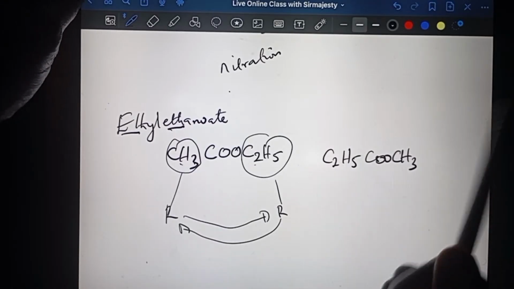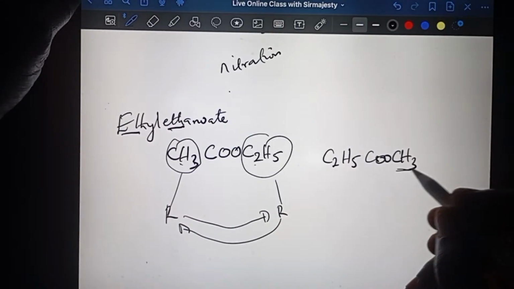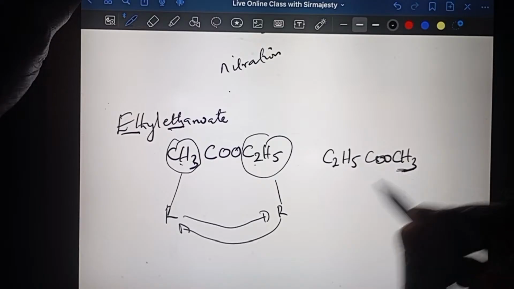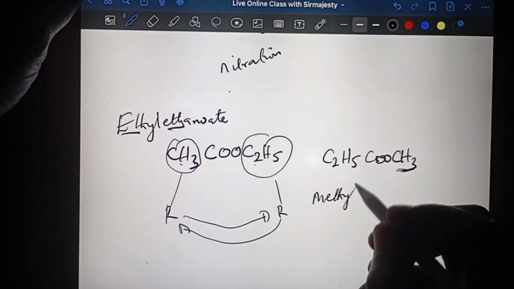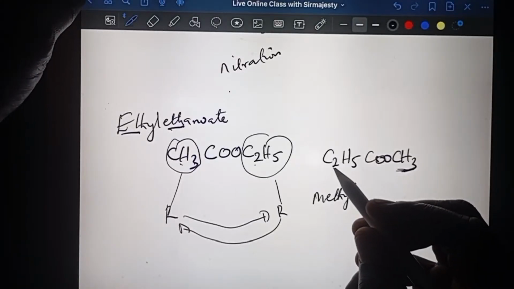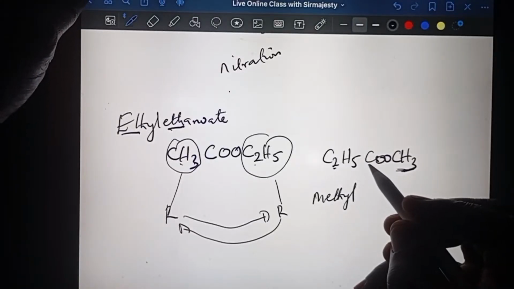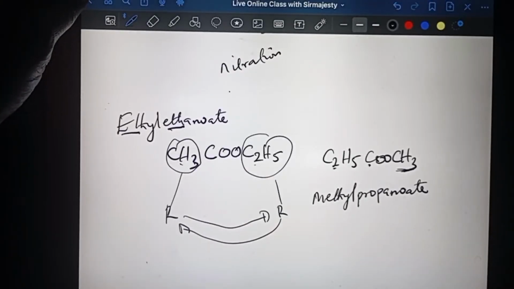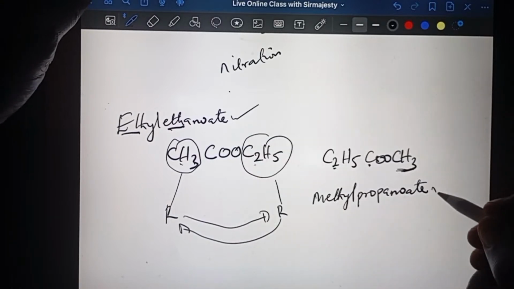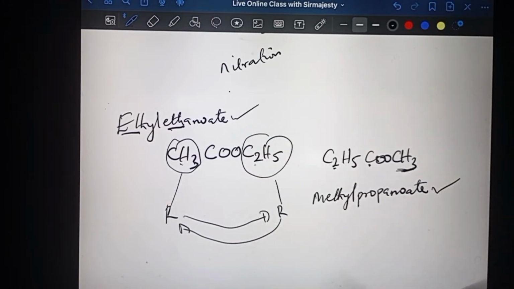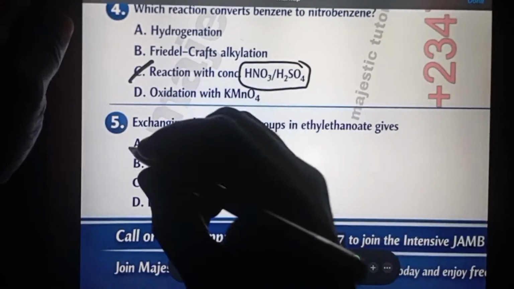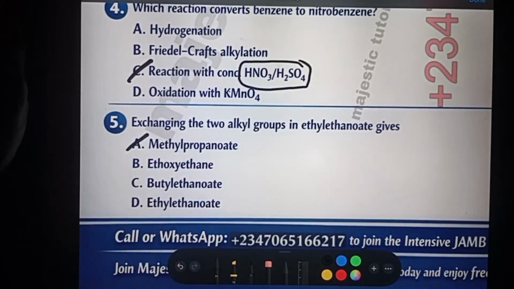What's the new compound? Remember in ester, you name this last R first. And what's the last R here now? One carbon, and one carbon is meth. Therefore, this is what? Methyl. Then here is two carbons plus this one, giving it 3. Propanoate. So when you exchange the two R's in ethyl ethanoate, you will get methyl propanoate. So looking at that, let's see which one matches correctly. That is option A, which says methyl propanoate.